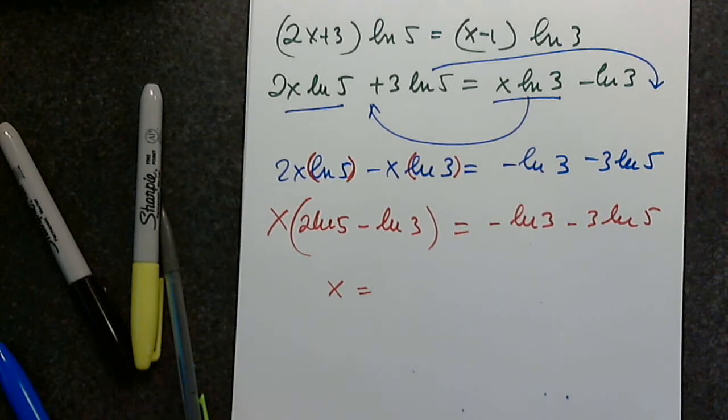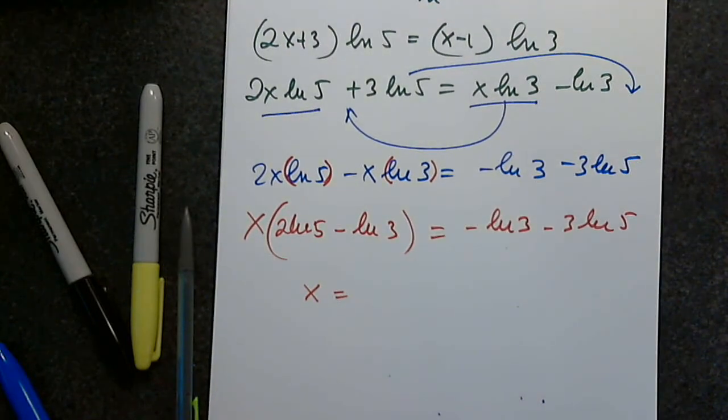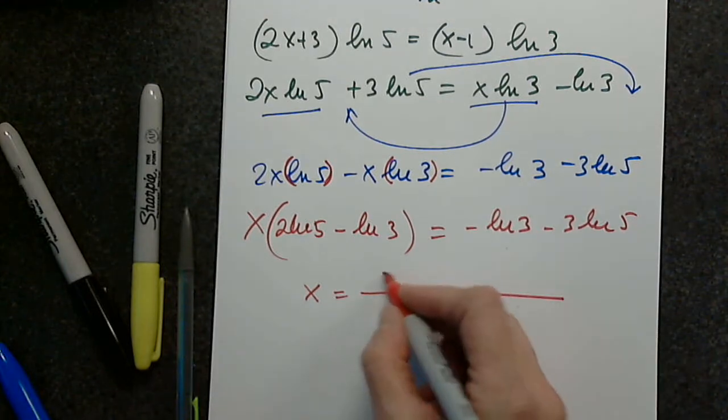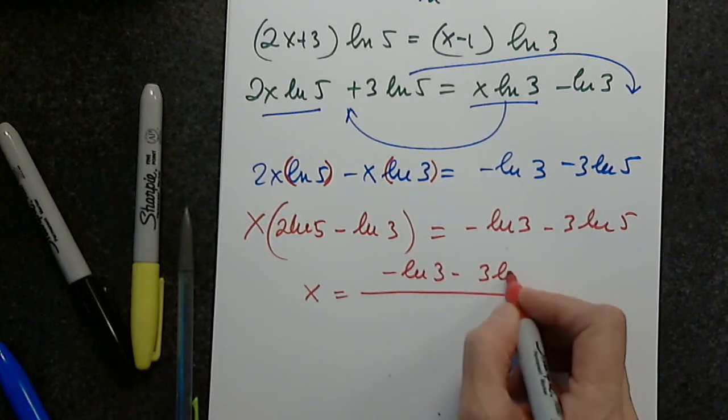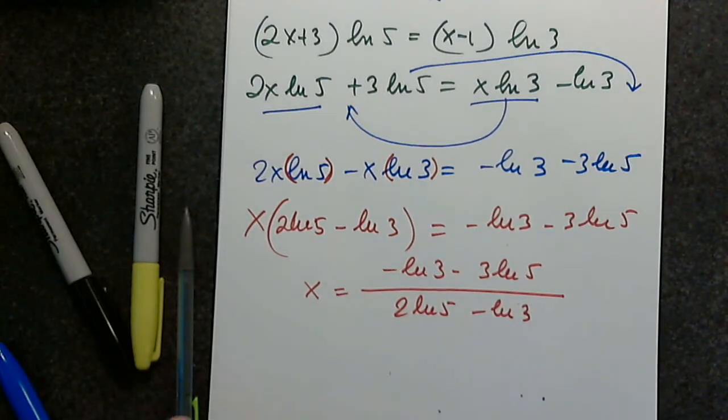And now you know what to do to get x. Please tell me, what do I need to do to get x? Remember, this is just a simple number. It looks very sophisticated, but it's not. It's just a number. Divide by it. So x equals negative natural log 3 minus 3 natural log 5 over 2 natural log 5 minus natural log 3. Nothing can be simplified. Don't try anything.